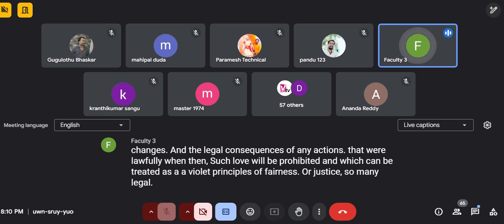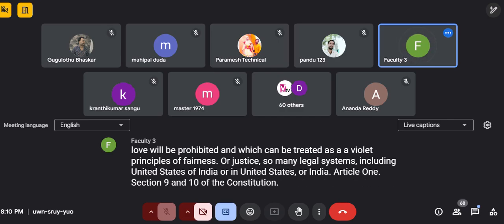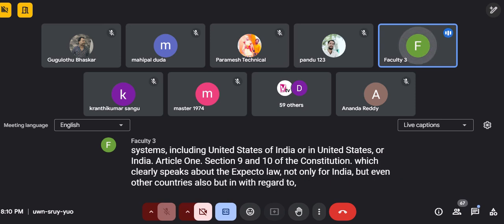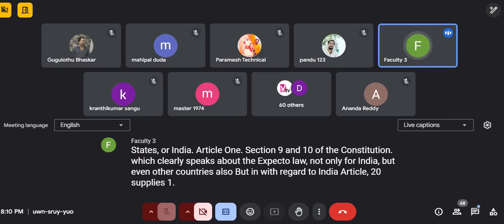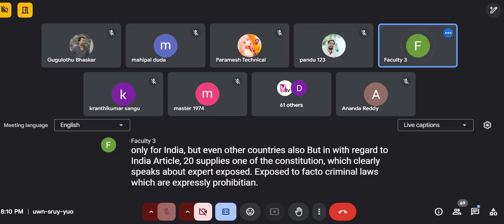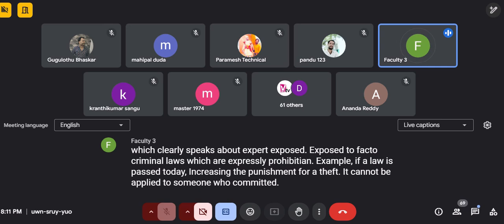Many legal systems, including the United States and India, address this: Article 1, Sections 9 and 10 of the US Constitution clearly speak about the ex post facto law, not only for India but for other countries also. With regard to India, Article 20, sub-clause 1 of the Constitution expressly prohibits ex post facto criminal laws. Example: if a law is passed today increasing the punishment for theft, it cannot be applied to someone who committed theft in the last month.